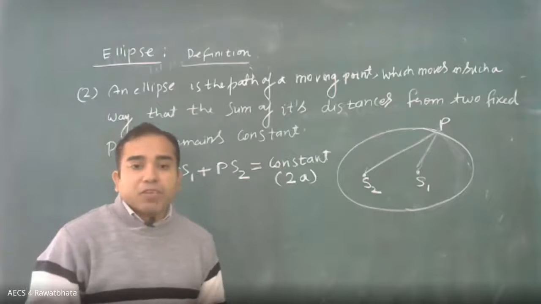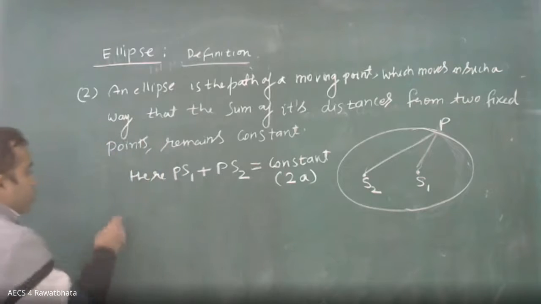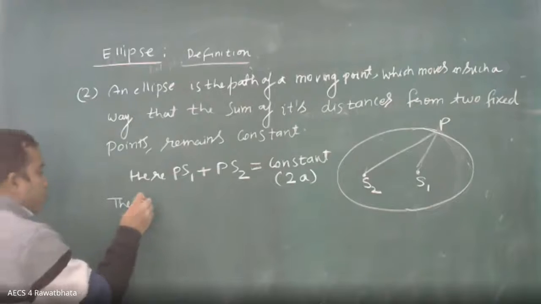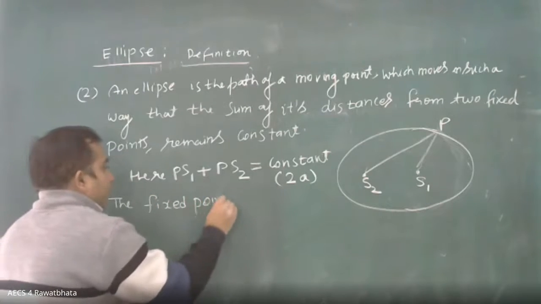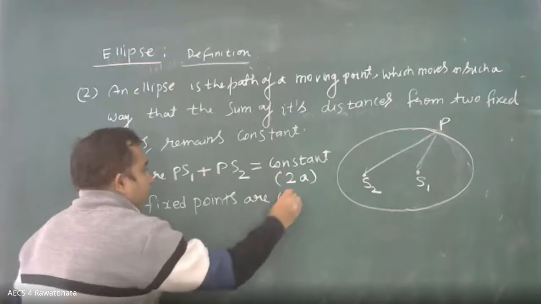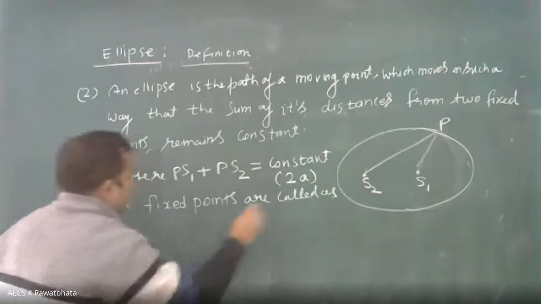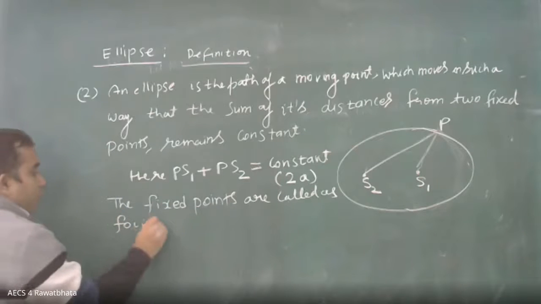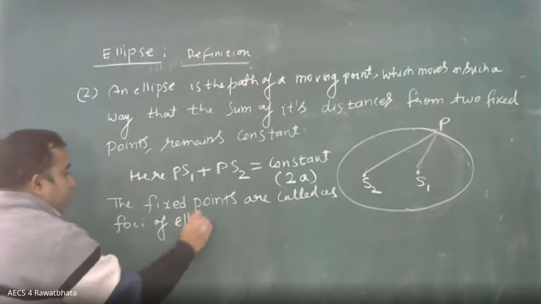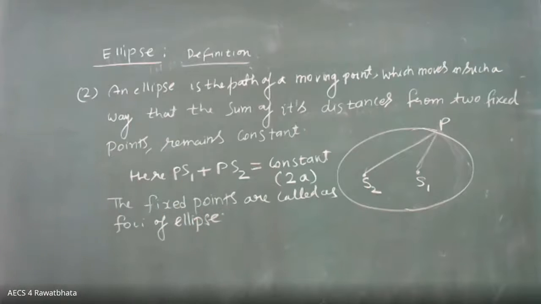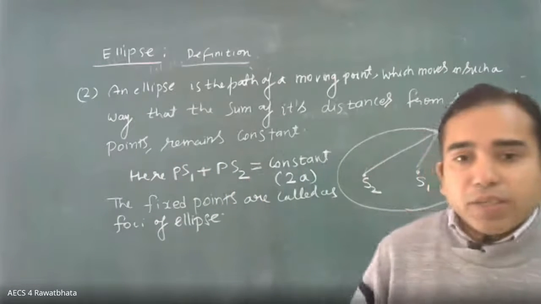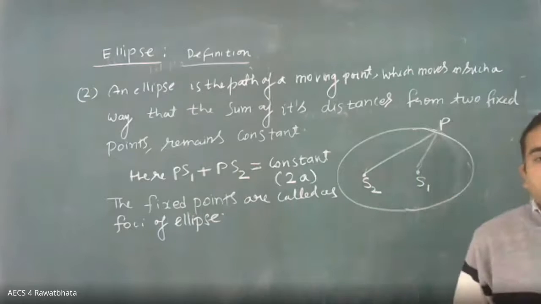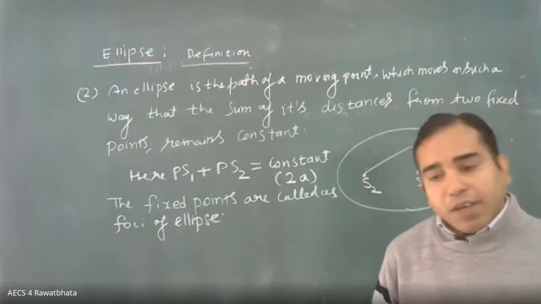And here we have special names for these two fixed points. The fixed points are called foci of the ellipse. Right, students? So this is one more way of defining an ellipse, and you can see that this definition has nothing to do with the previous definition. Both definitions are independent.